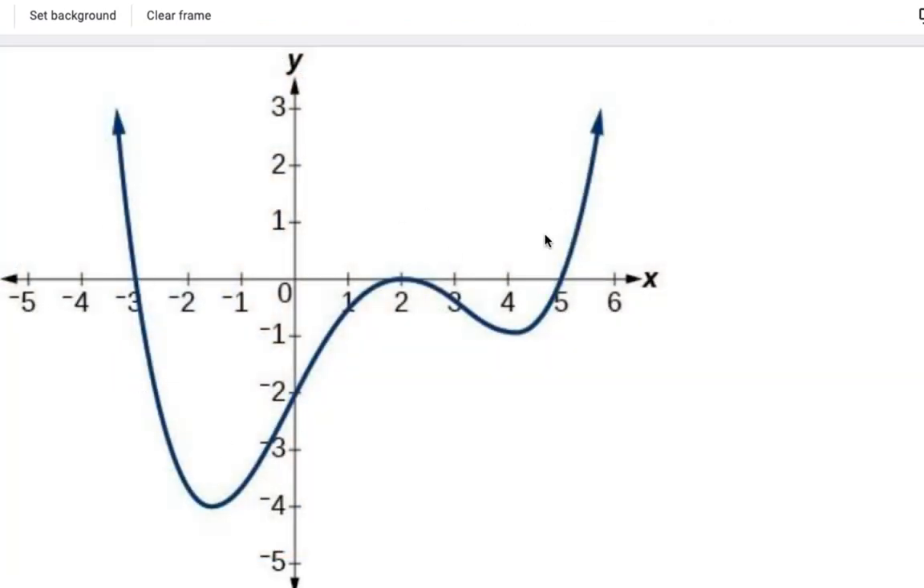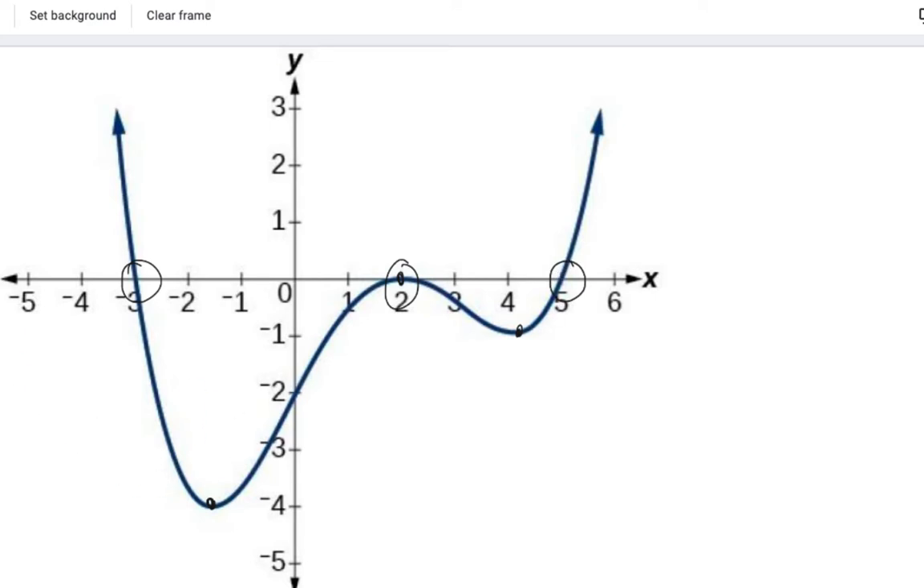So what is happening in a graph that might be interesting? If we look at this polynomial function, we'll notice a few things. It's got a low point down here, it's got a high point here, it's got a low point here. Here we might notice that it hits the x-axis. Okay, we're going to talk about some different things.